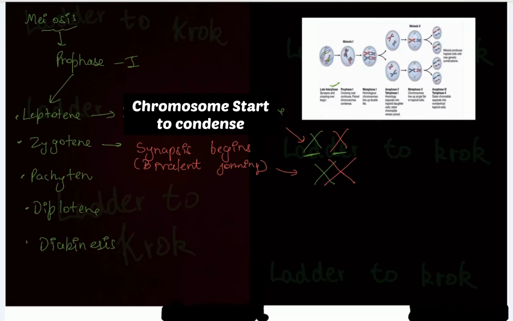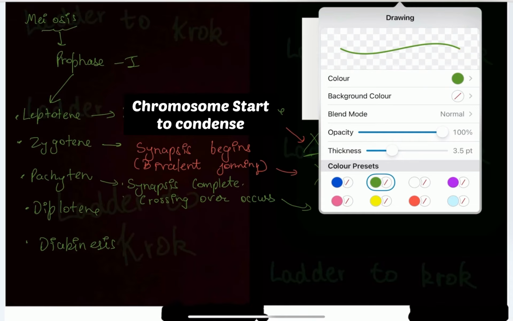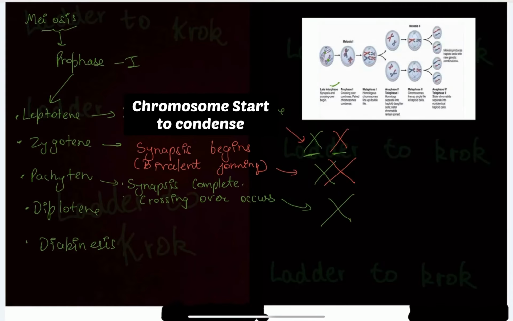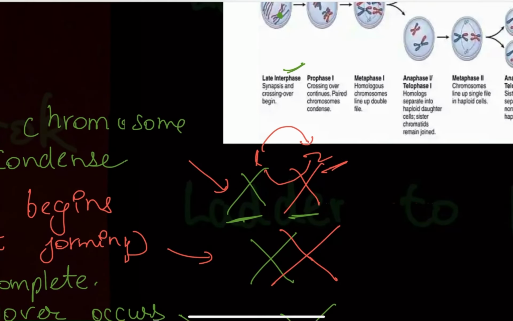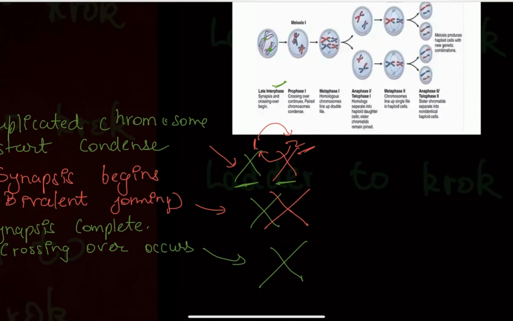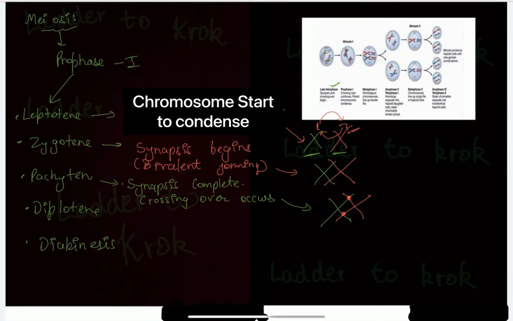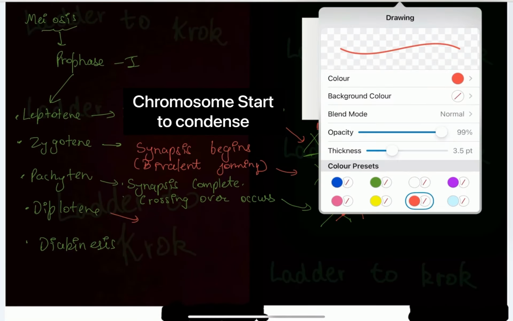Now pachytene. In this pachytene, synapsis is complete, or crossing over occurs. They are coming close to each other. Whatever information they are sharing with each other, like this is 1, this is 2, one is giving some information to 2, and 2 is giving some information to 1. They have done whatever they wanted to do, transferring their information, and then the next stage comes.